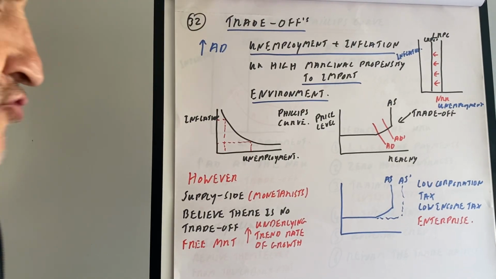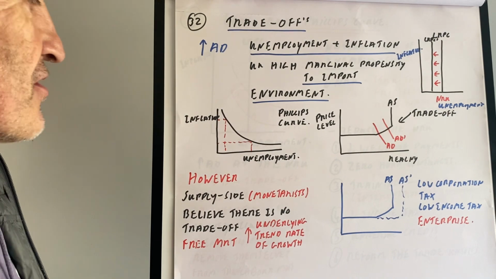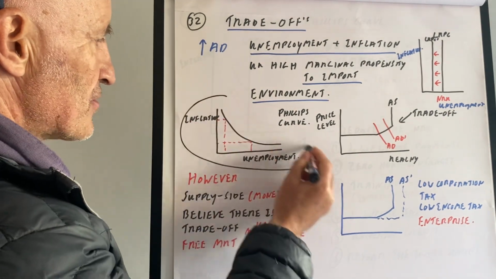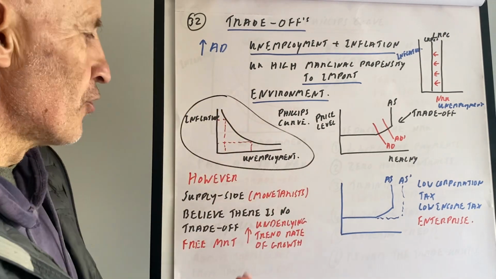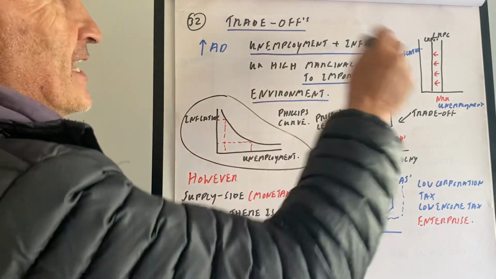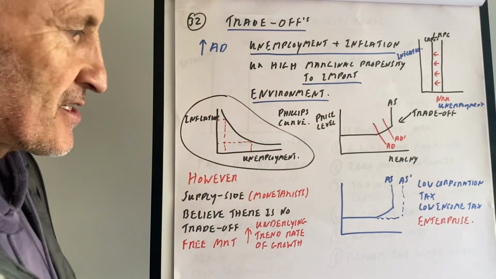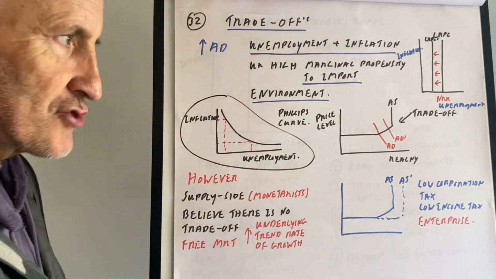Next up is trade-offs: unemployment and inflation. There is a trade-off here because we have the old Phillips curve, which says there is a trade-off between the two, a choice between high inflation or low unemployment, or high unemployment and low inflation. However, the long-run Phillips curve disputes this, which I will explain in a second or two, and which is all about reducing the natural rate of unemployment.